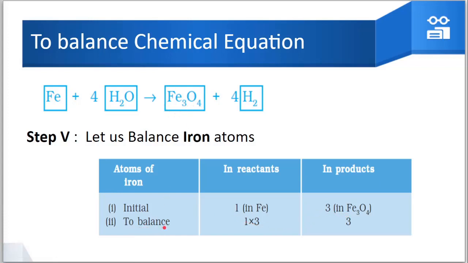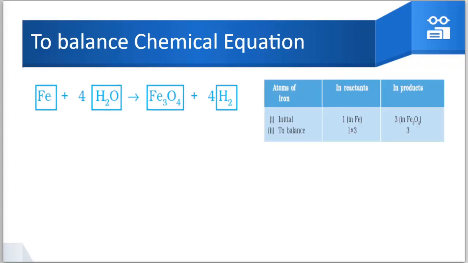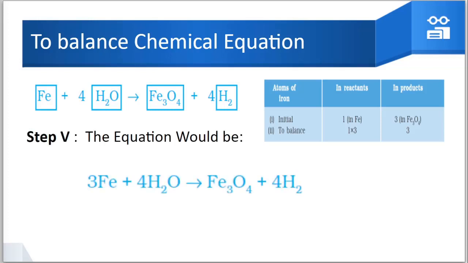Now, to balance, we will multiply the left hand side Fe by 3. So, 1 into 3, and in the products there is already a 3. So, to equalize Fe, we take 3 atoms of Fe on the left hand side. So, the equation would be 3Fe plus 4H2O. It gives Fe3O4 plus 4H2.